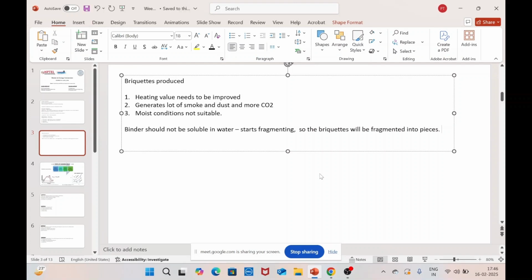if the binder that you're using within the system is soluble in water, then that binder will dissolve. Because of that the particles will lose contact, because the binder only holds the particles together and interlocks them. That will be lost and the briquettes will start fragmenting. So this is one of the reasons why moist conditions are not suitable for briquettes. Any questions on this? I hope I have made it clear, but if you have doubts, then please let me know.